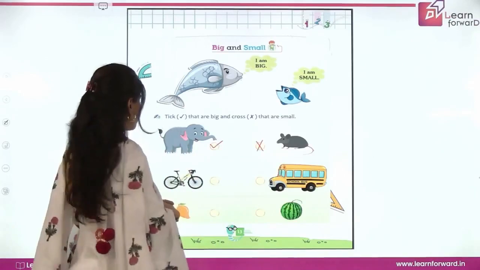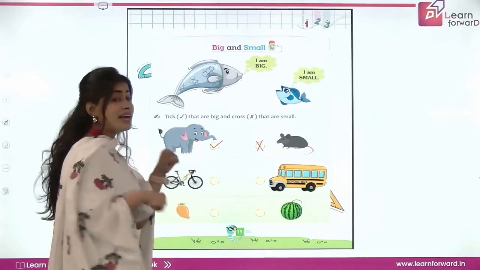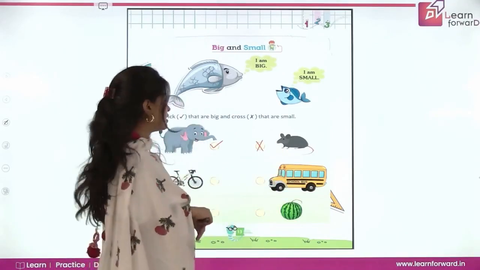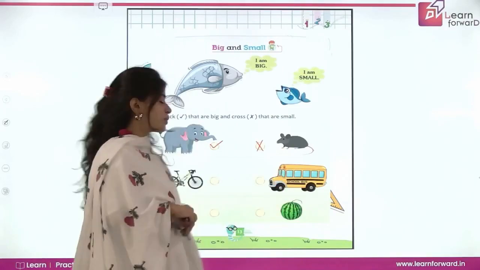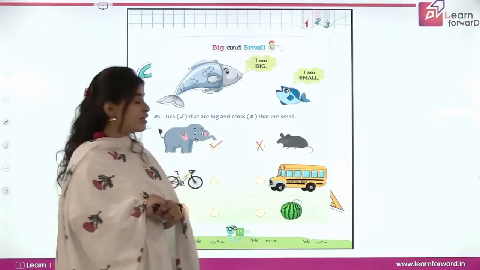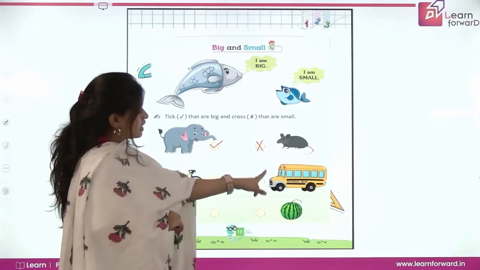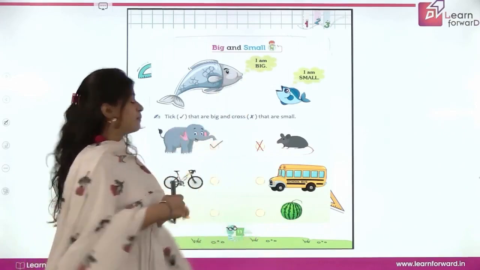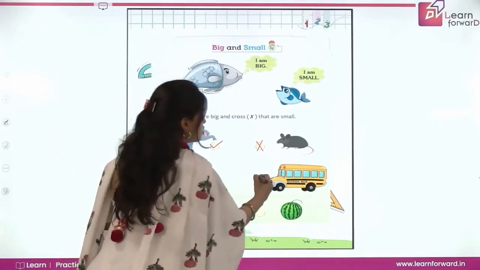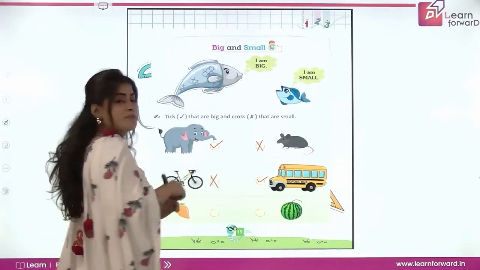Okay. Now what is this? It's a bicycle. And it's a bus. It's a school bus. Okay. So which vehicle is big and which vehicle is small? Can you tell me? I think this bus is big and this bicycle is small. So we'll put a tick mark on the bus and a cross on the bicycle.